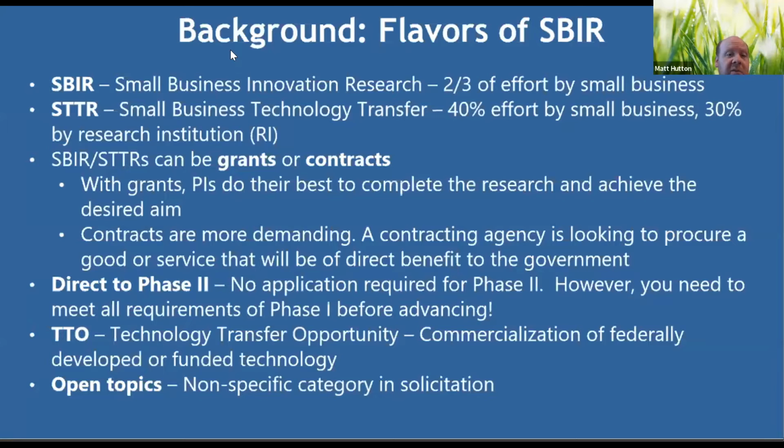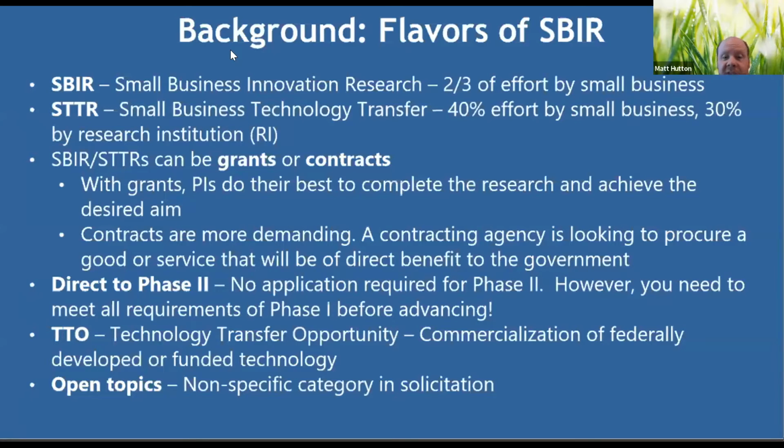SBIRs and STTRs can be grants or contracts. With grants, the PIs would do their best to complete research and achieve a desired aim that they've kind of designed. So this is more of what you think of as the conventional definition of research, fairly open-ended. Alternatively, there are contracts, which are going to be more demanding from a contractual point of view, with more specific deliverables at the end. The contracting agency may be looking to procure a good or service that they'll be the direct beneficiary of. Again, I use the example of the DoD using an SBIR to acquire some widget that doesn't exist. You see that relatively frequently.